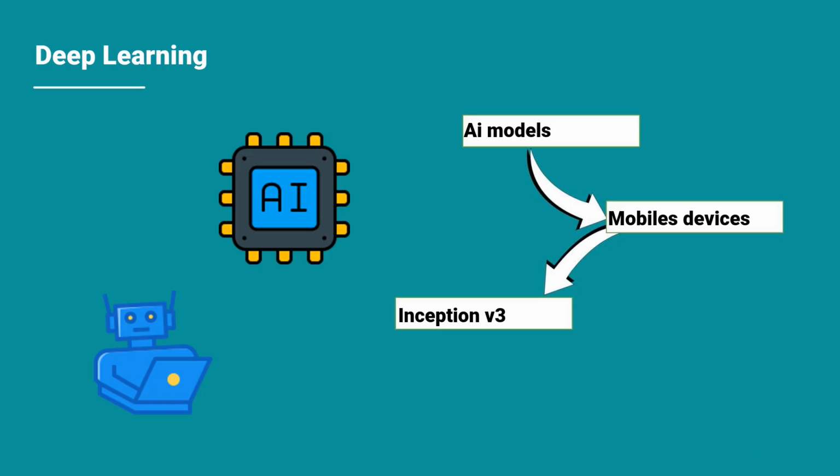When it comes to deploying deep learning models on mobile devices, selecting the right architecture can significantly impact both performance and accuracy. Today, we'll dive into comparing two noteworthy models, Inception v3 and Mobilenet, helping you understand when to use each depending on your specific needs and constraints.